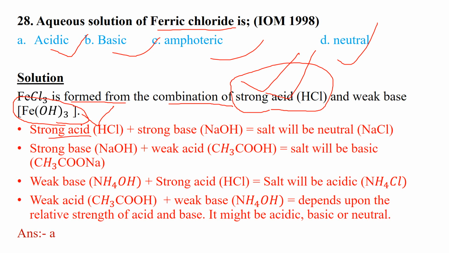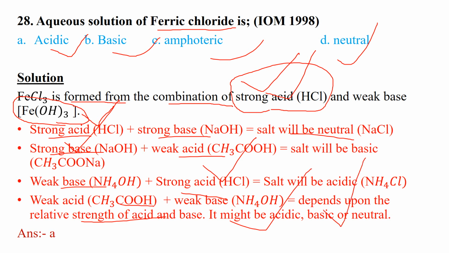Similarly, strong acid and strong base, then the salt will be neutral. If strong base and weak acid, then the salt will be basic, and weak base and strong acid, then the salt will be acidic. Weak acid and weak base, then it depends upon the relative strength of acid and base. It might be acidic, basic or neutral. Just remember this point. These points are very, very important to know the exact answers of this type.